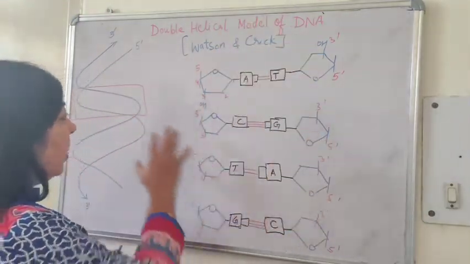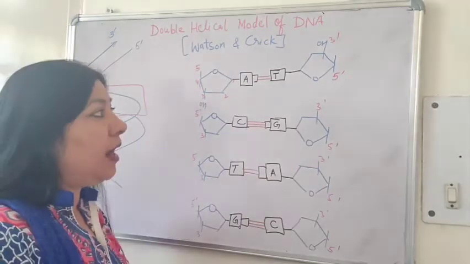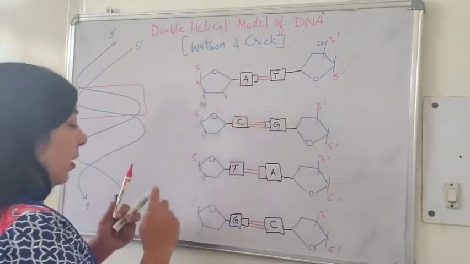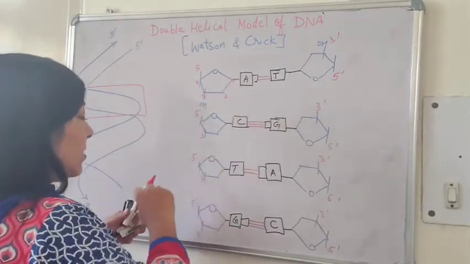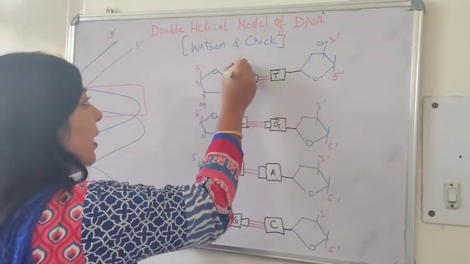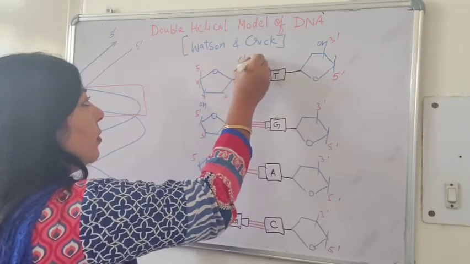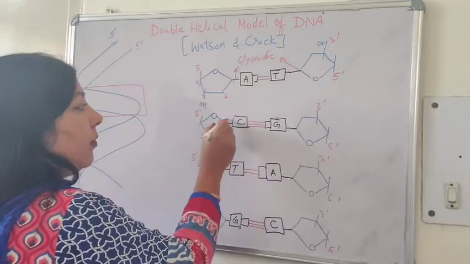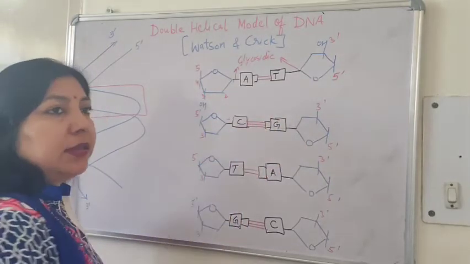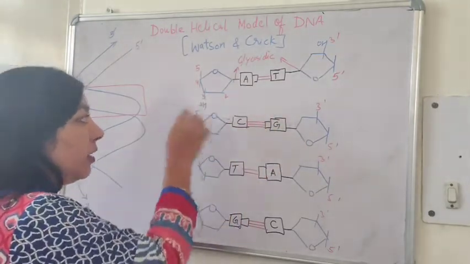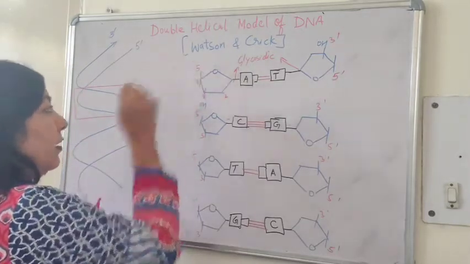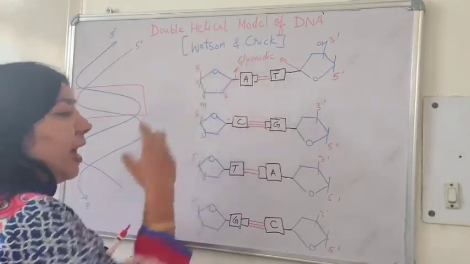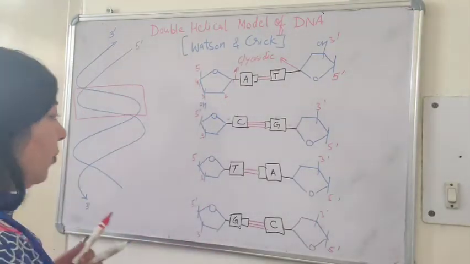So you can see in this way this polynucleotide is attached, and now this bond which is present in between is a glycosidic bond. This is also a glycosidic bond. This is also glycosidic. Now they are not attached till here. At the fifth position, now it will attach with a phosphate group.